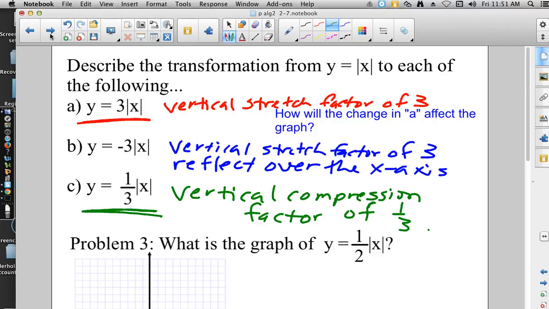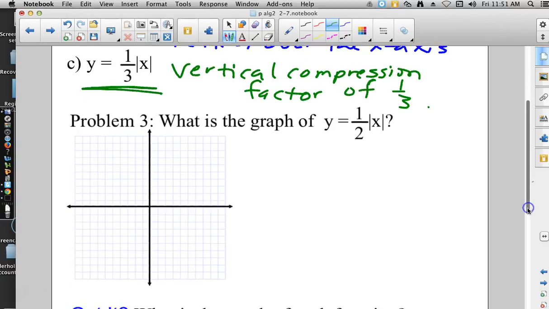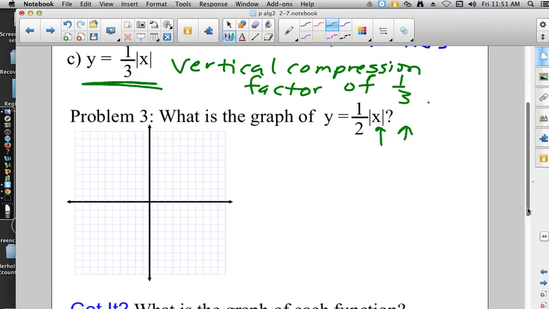So when we get to problem 3, we're not going to put our parent on there anymore, because our parent shape has been changed by this 1/2. It's now going to be compressed. So instead what we do is we look around for an H and K and we realize there aren't any. So this graph is going to start at 0, 0. And we use the 1/2 as the slope of the right side. So from our 0, 0, we're going to go up 1 and over 2.